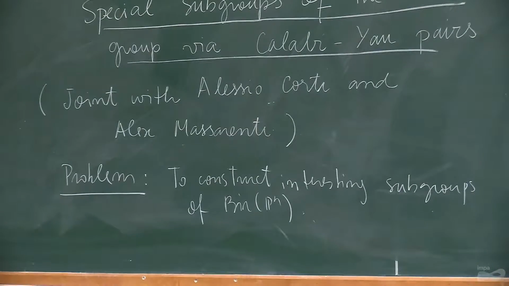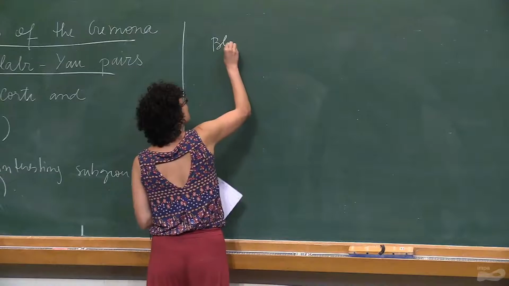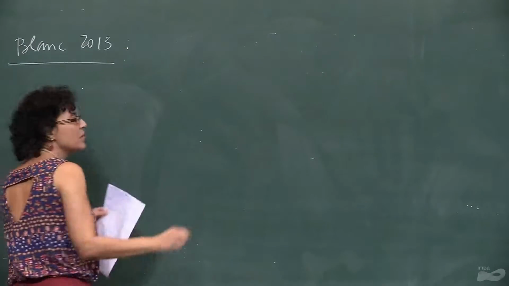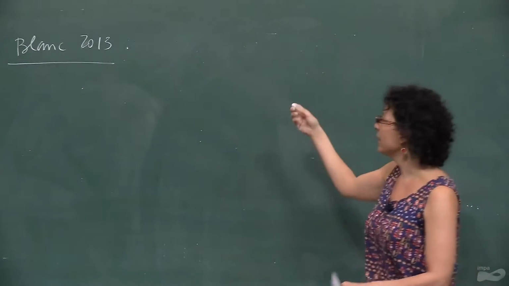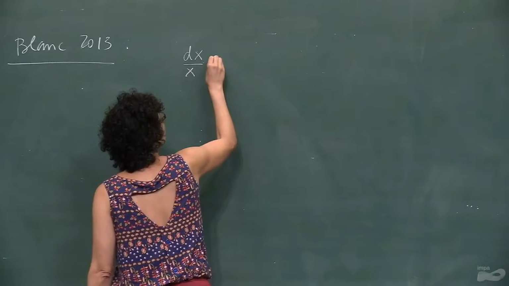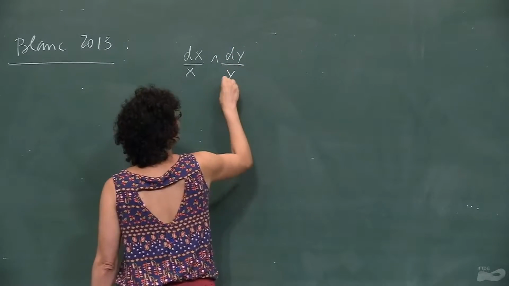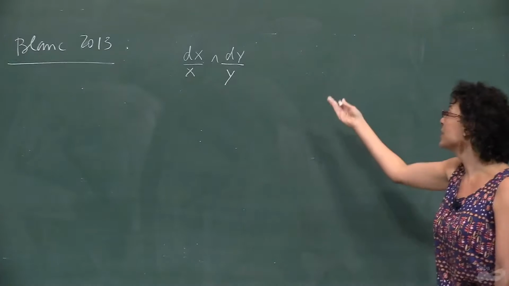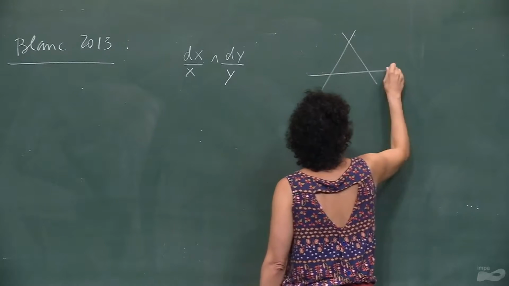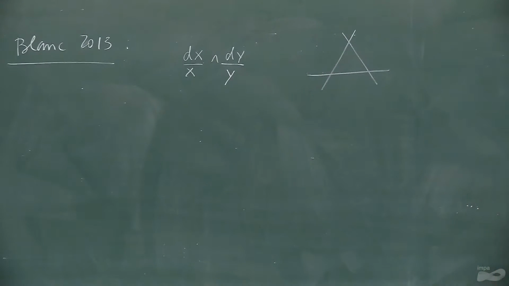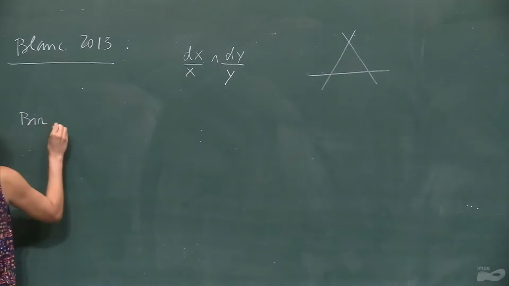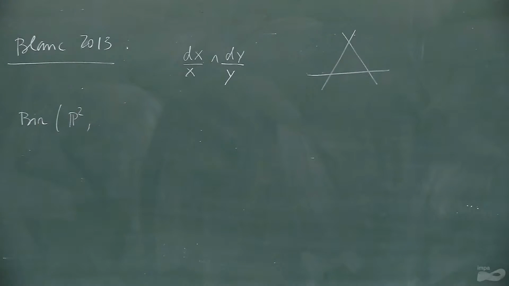So this was constructed by Blanc in 2013. So he considered the following. In the plane, he considered the meromorphic volume form given by dx over x wedge dy over y. So I view this as a meromorphic volume form, and it has simple poles exactly along the 3 coordinate axes. And he considered the subgroup of the Cremona group that preserves this volume form.